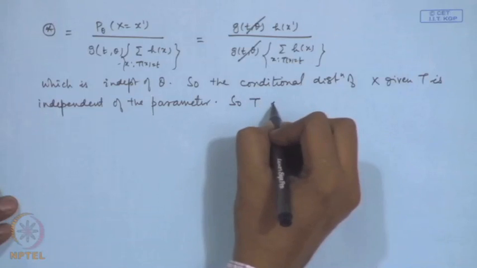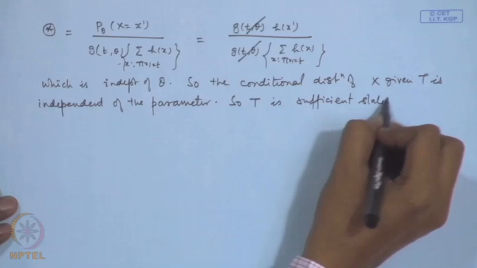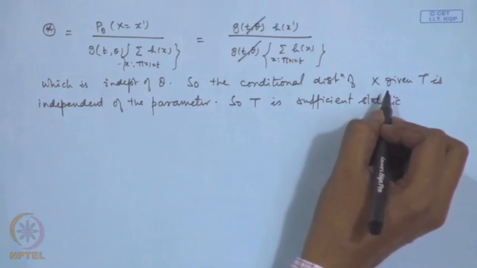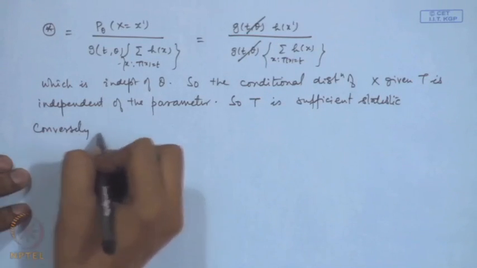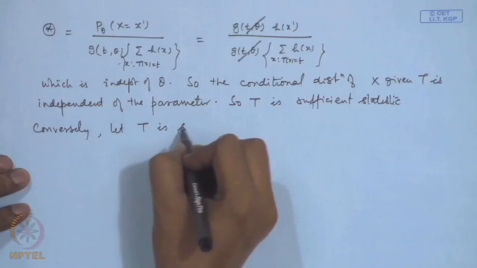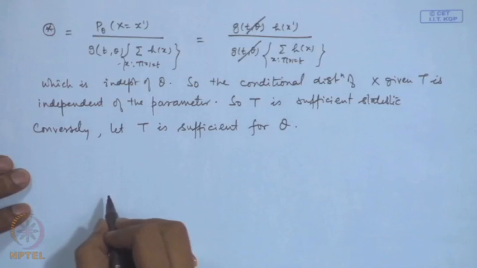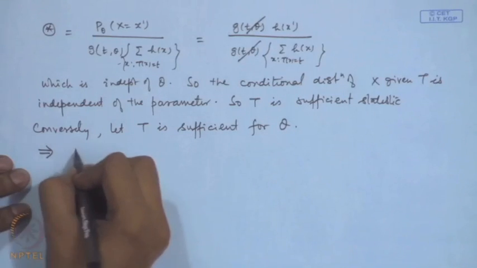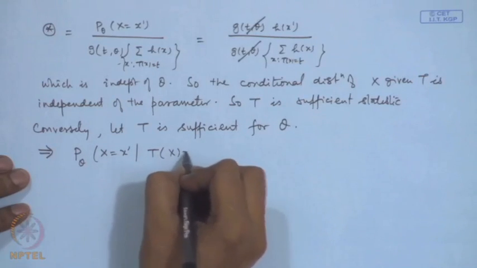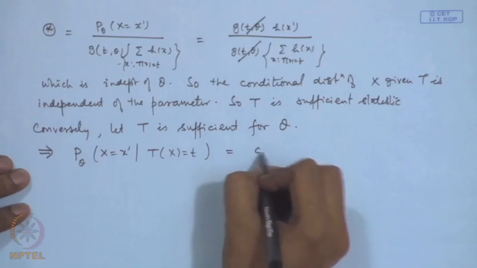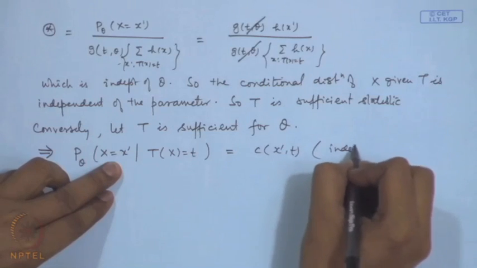So, T is sufficient by the definition of sufficiency. Let us take the converse part of this theorem. Let us assume that T is sufficient for theta. If we assume that T is sufficient for theta, that means the conditional distribution of X given T(X) is a function of only x prime and t, that is independent of theta.